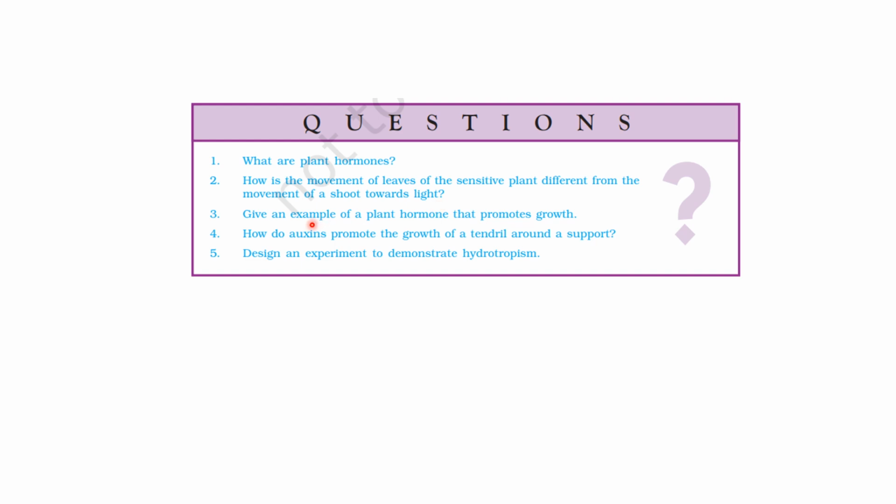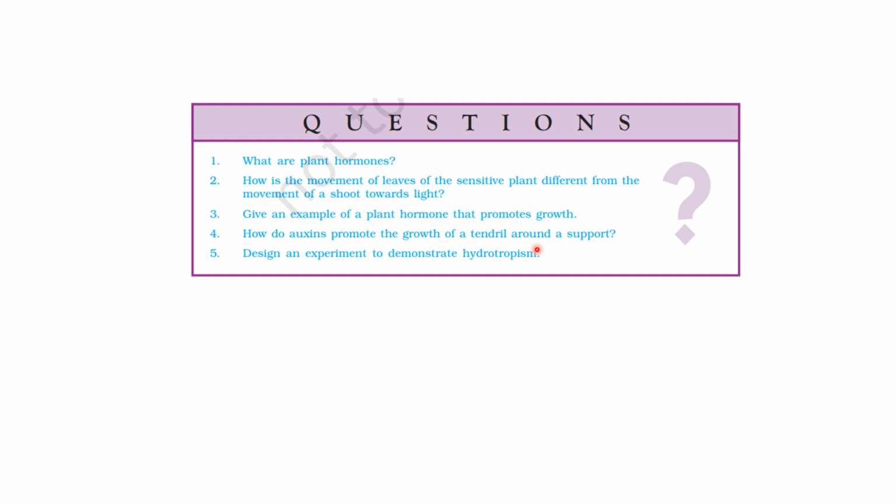Next is, give an example of a plant hormone that promotes growth. So, example is auxins. They will promote cell elongation and growth, mainly in shoots and roots. Correct? Fourth question is, how do auxins promote the growth of a tendril around a support? Okay. So when a tendril comes in contact with the support, auxins accumulate on the side of the tendril away from the support. Okay. This causes the cells on that side to elongate more than those on the side touching the support. So this unequal growth results in the tendril curling around the support. This is actually what happens. Correct?